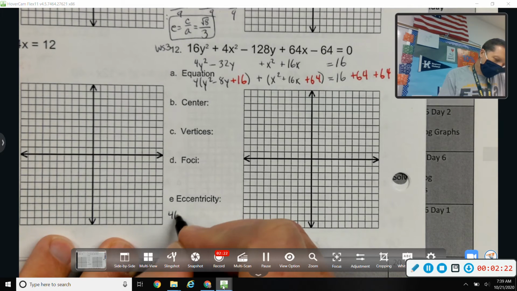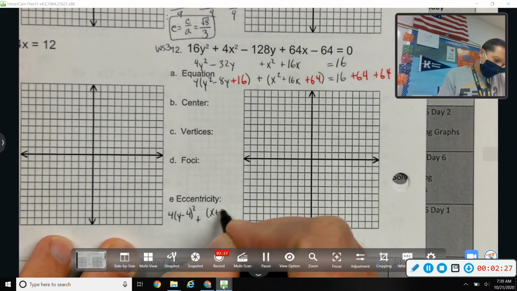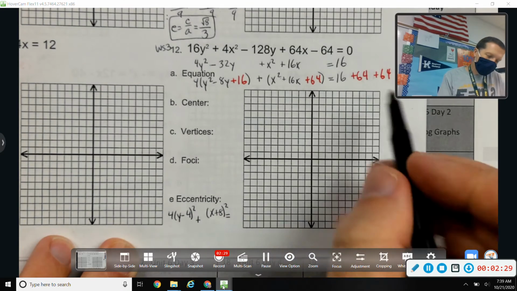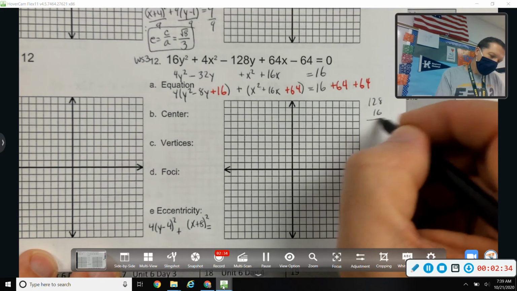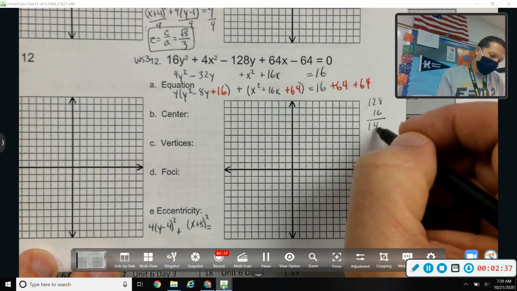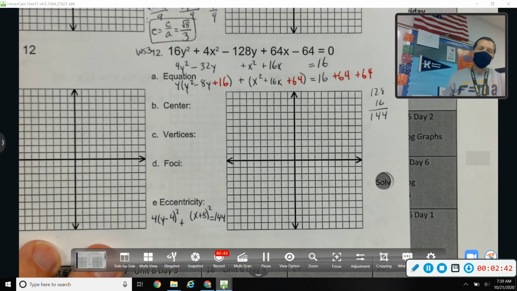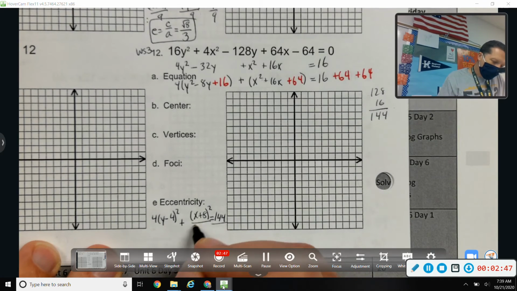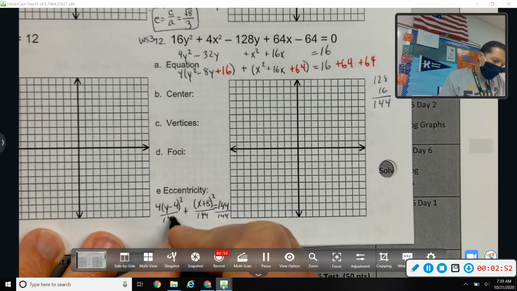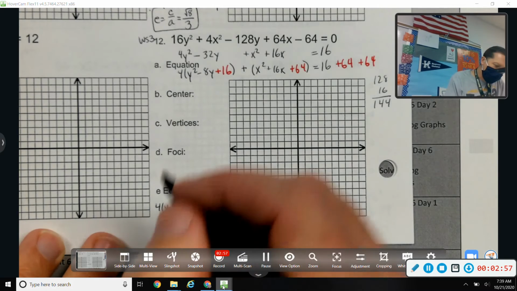So 4 times y minus 4 squared plus x plus 8 squared equals 64, and 64 is 128 plus 16 is 144. Oh, what do you know? They've made it work out nice after all. So I'll divide everybody by 144. And the 4 and the 144 reduce to 36.